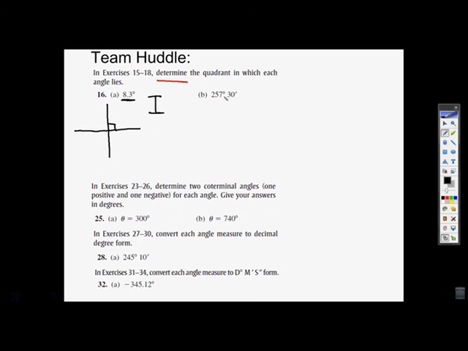The next one is 257 degrees. If we can count by 90s, we know between 0 and 90 is quadrant 1. 90 and 180 is quadrant 2. 180 and 270 is quadrant 3. And this angle falls in between 180 and 270, so this angle is definitely in quadrant 3.